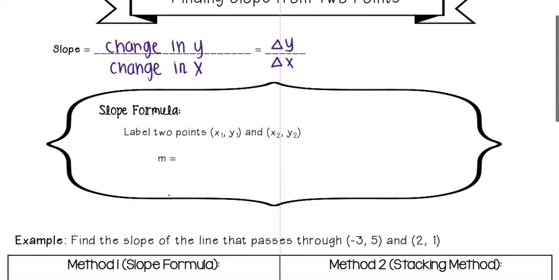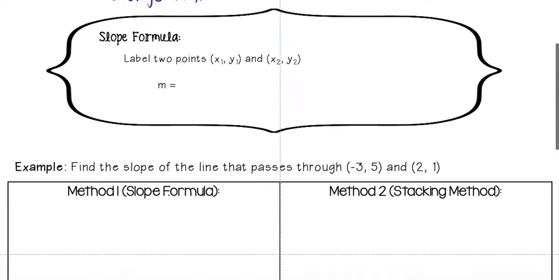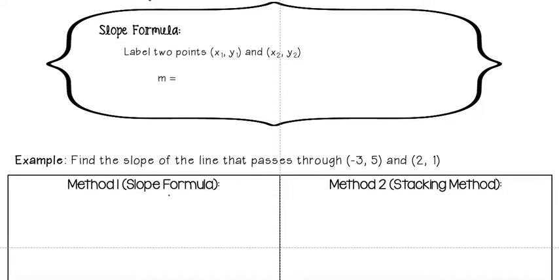So the first way that we can do this is using something called the slope formula. So what we do is we label 2 points, x1, y1, and x2, y2. Really similar like what we did with midpoint formula and the distance formula where we labeled them. We'll do that same thing. And the formula is that the slope m is going to equal y2 minus y1 over x2 minus x1. So let's go through an example.